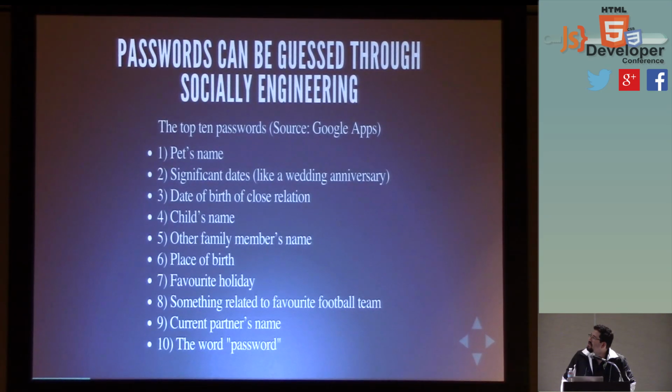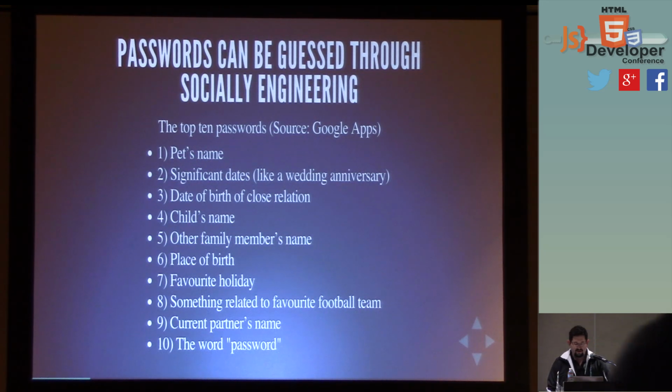So I wasn't sure if I should qualify this list or not, but this was a list of the top 10 ways that people construct their passwords. And I was a little surprised when I saw the source and was wondering exactly how they collected the data, which I don't know. But the top 10 ways that people make their passwords are through their pet's name, significant dates like a wedding anniversary, the birth of a close relation, your children's names, other people in your family, your place of birth, your favorite holiday, your favorite sports team, or your spouse's or current partner's name, or just the word password.